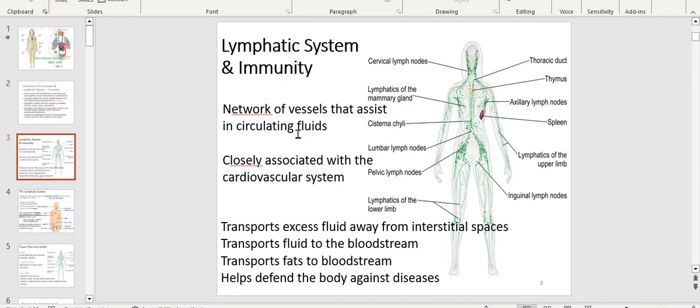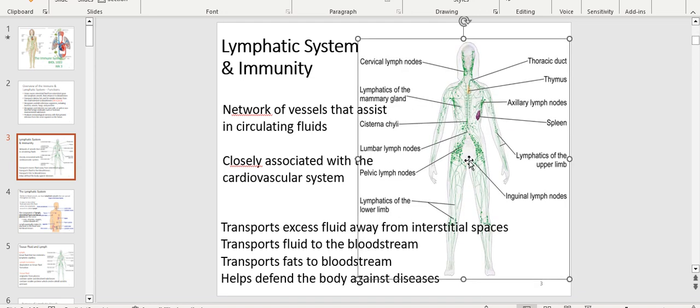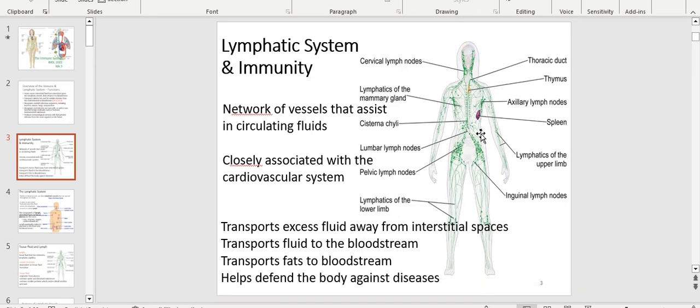You'll see there that the lymph system is a network of vessels that assist in the circulation of fluid. It's typically designated as green, because the cardiovascular system is blood and tends to be red. You'll see there's a concentration of lymph nodes in and around the neck, the armpits, and the groin inguinal area, because our arms and legs and our head are more interactive with the outside world and more likely to get injured.